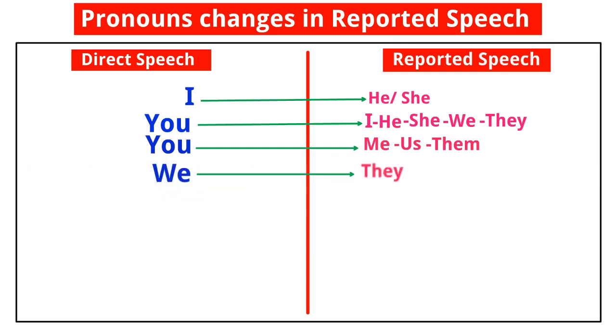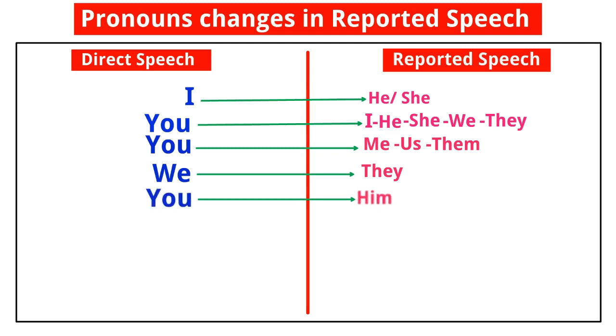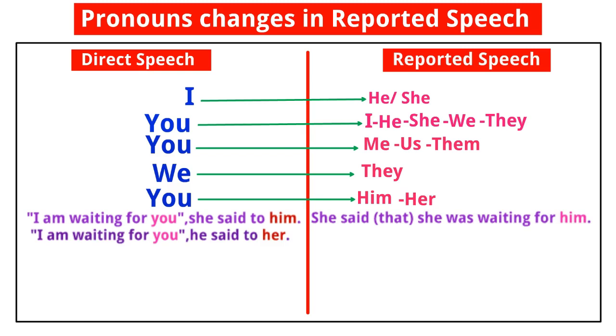We changes to they. For example, "We're late," he said. He said that they were late. You again can become him. For example, "I'm waiting for you," she said to him becomes she said that she was waiting for him. It can also change to her. For example, "I'm waiting for you," he said to her becomes he said that he was waiting for her.